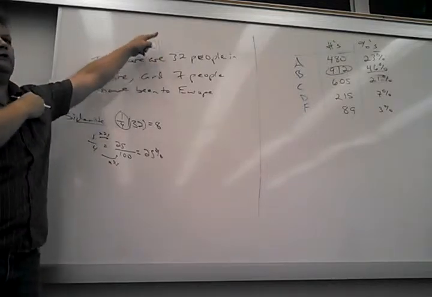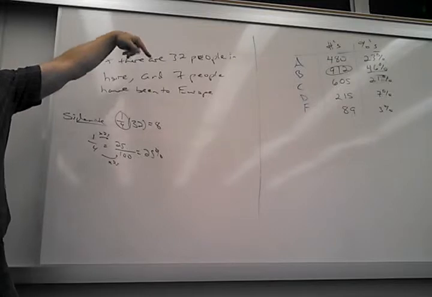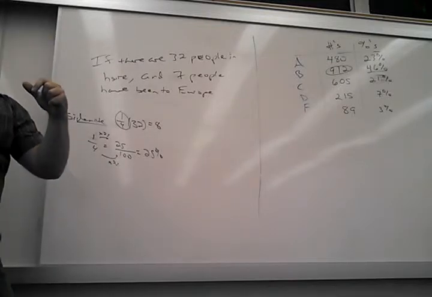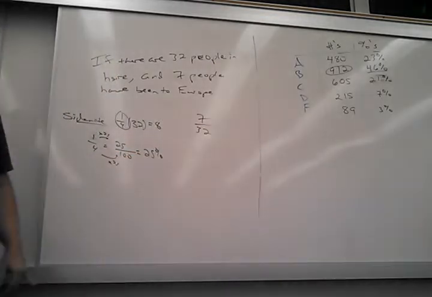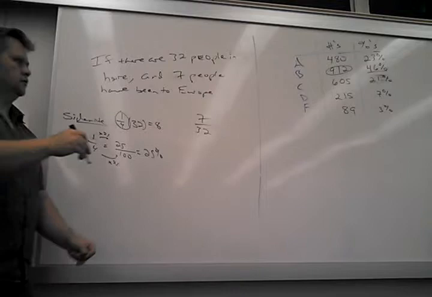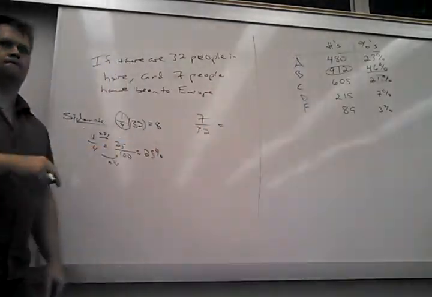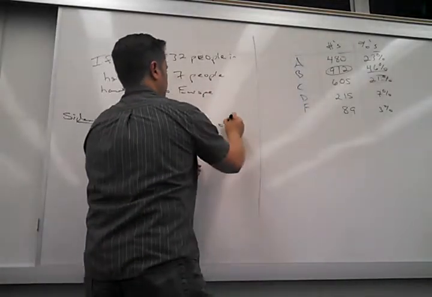So how do I get exactly what percentage of people went to Europe? Well, how do I set up the ratio? 7 to 32. Good. 7 people out of 32 total people went to Europe. Now what's 7 divided by 32? Somebody help me out. 0.21875.